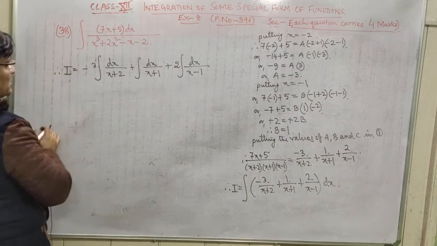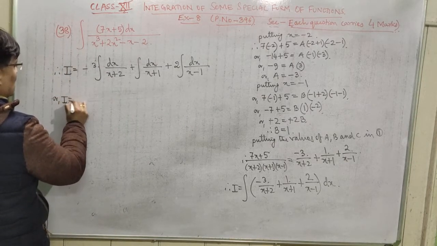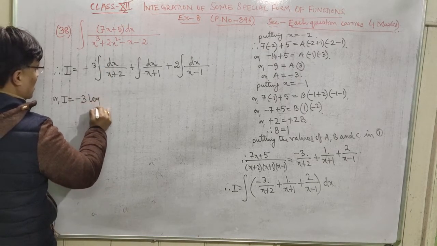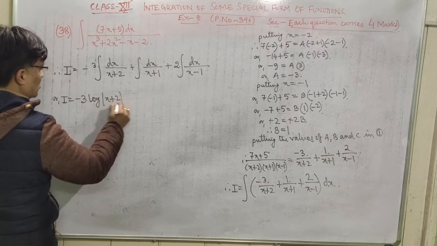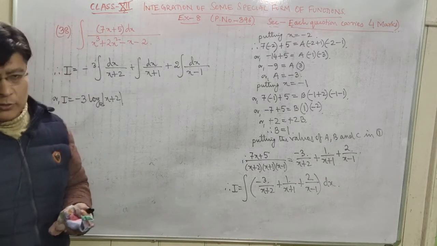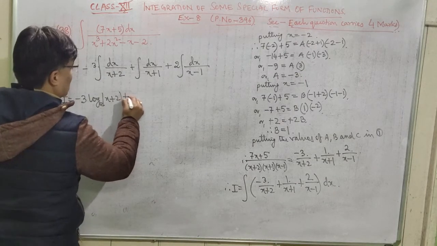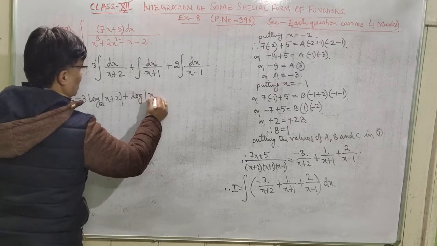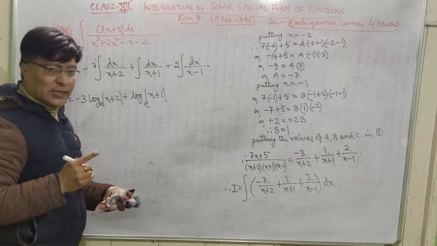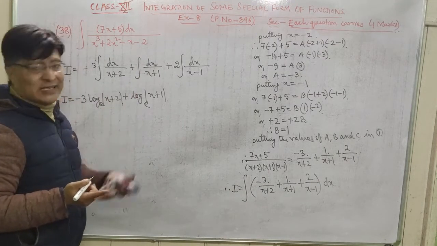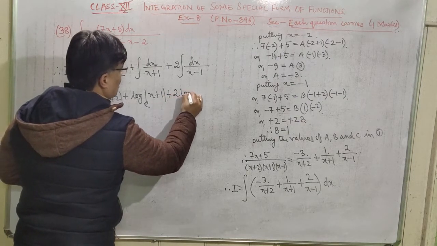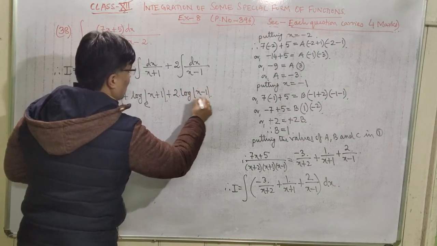Okay. So next, I is equal to minus 3. Then what is dx by x plus 2? It is log within mod x plus 2, the base is e, all divided by 1. So if there is 1 in the denominator, you don't have to write it. Plus this one is also log within mod x plus 1 base e, because here the power of x is 1 and this x plus 1 is taken as x, and we got this integration as log within mod x plus 1 base e, plus 2 into, this is also log within mod x minus 1 base e.